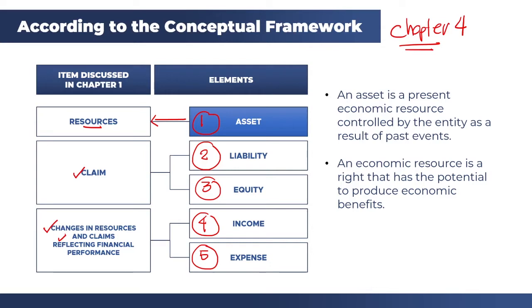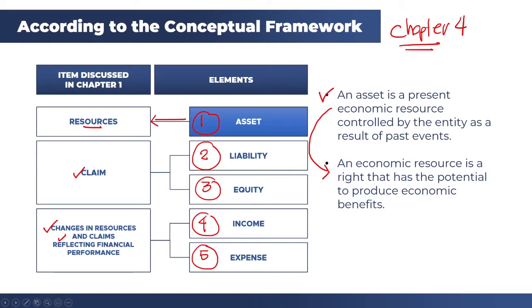With regard to the technical definition of an asset, according to the conceptual framework, it says that an asset is a present economic resource controlled by the entity as a result of past events. An economic resource from this basic definition is then further defined by the conceptual framework by saying that an economic resource is a right that has the potential to produce economic benefits.